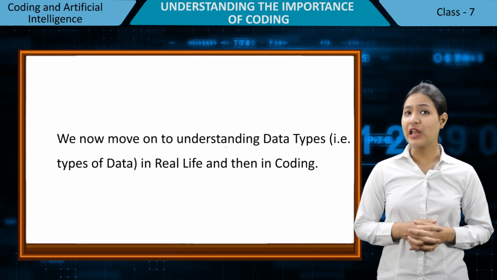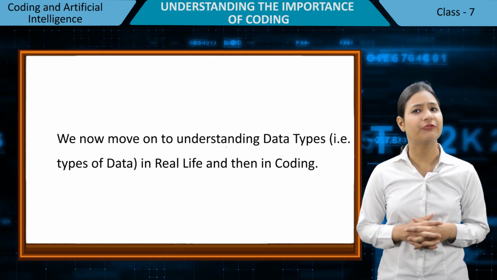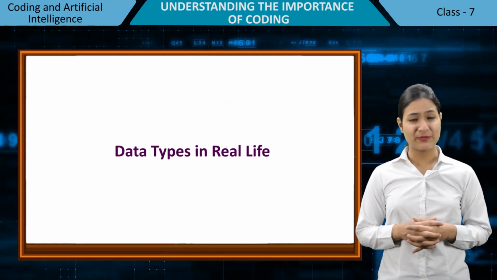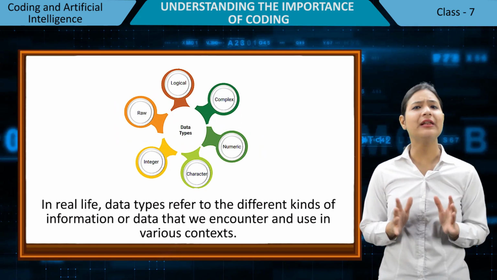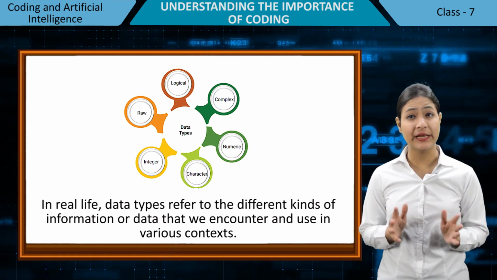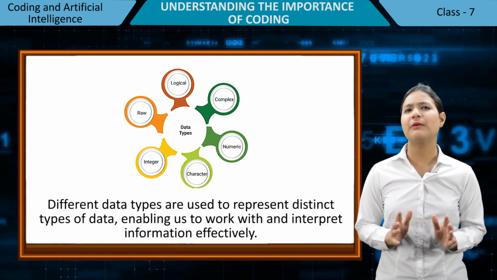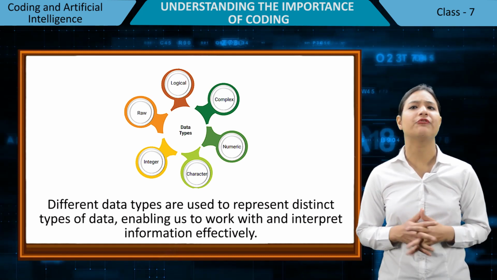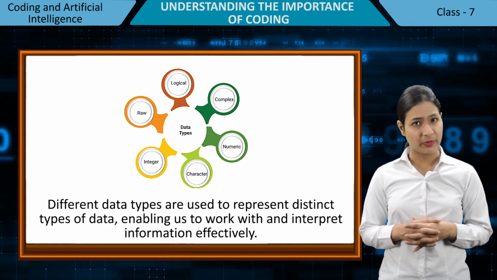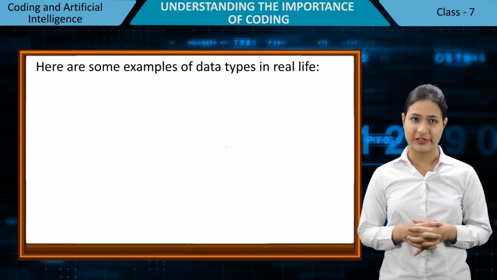Session 2. We now move on to understand data types, that is, types of data in real life and then in coding. Data types in real life. In real life, data types refer to the different kinds of information or data that we encounter and use in various contexts. Different data types are used to represent distinct types of data, enabling us to work with and interpret information effectively. Here are some examples of data types in real life.